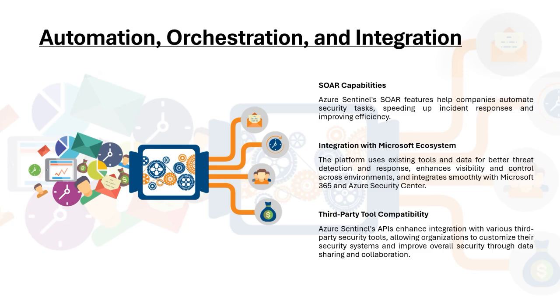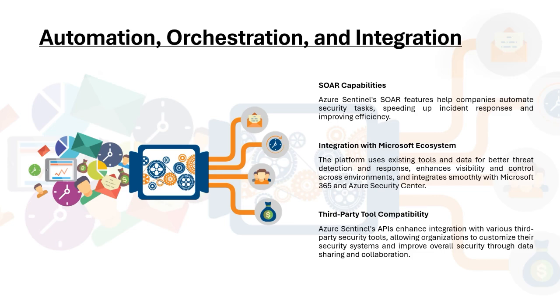Continuous improvement. Azure Sentinel uses feedback loops from previous incidents to continuously evolve and improve its threat detection models. This ensures that it stays up to date with emerging threats, enhancing the security framework over time.